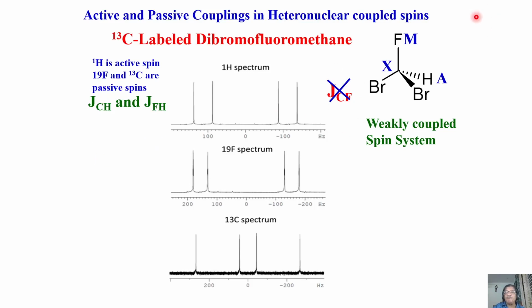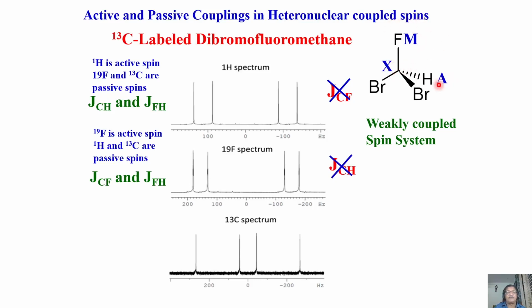Now go to the fluorine spectrum. In the fluorine spectrum, which is the active spin? Fluorine. Which are the passive spins? Proton and carbon. Now, when F is the active spin, proton and carbon are passive spins. What I am seeing here in the fluorine spectrum is JHF and JCF. These are the active couplings. What about JCH? This coupling between passive spins is not seen.